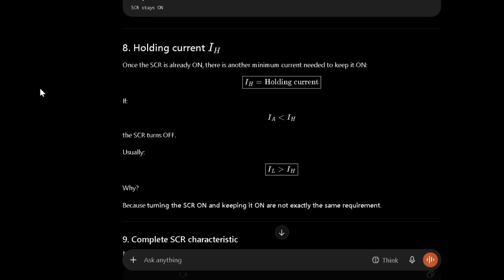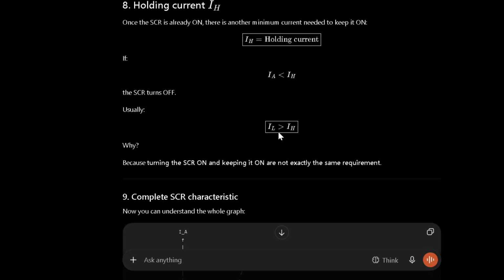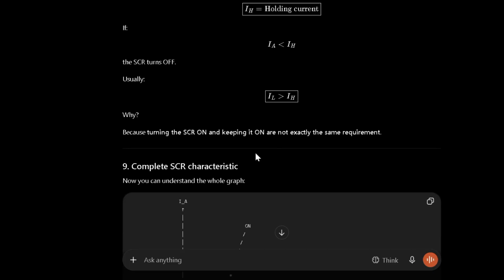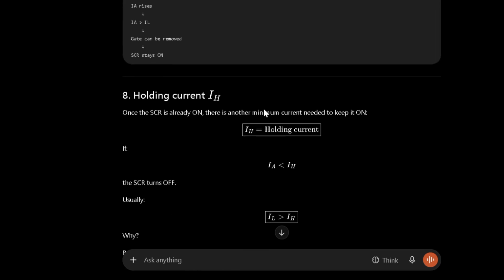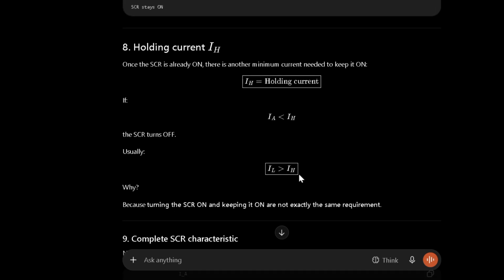Why? Because turning the SCR on and keeping it on are not exactly the same requirement. IL is the latching current. If IA is less than the latching current, it will not stay in the switch on state. So only when IA is greater than the latching current does the switch on state happen. Here the holding current is IH. So IA must be greater than the holding current to stay in the switch on state.